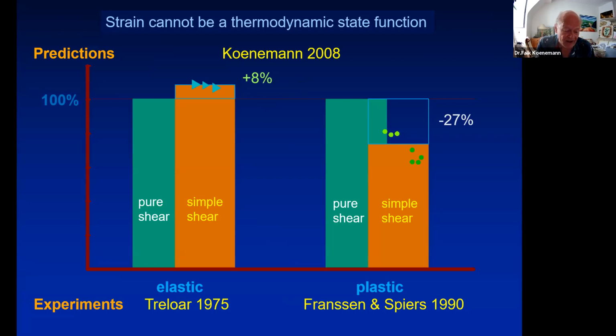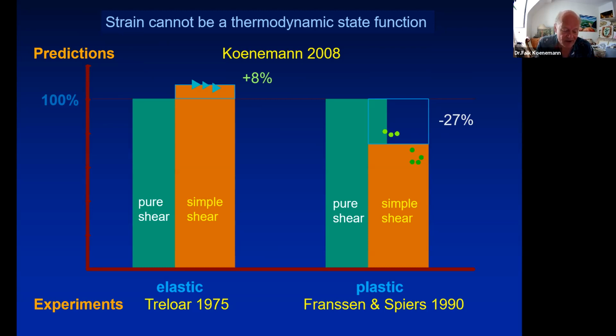I used my theory to calculate the work done in pure shear and simple shear for elastic and plastic deformation. Pure shear work is taken as 100%, and the simple shear work is shown in relation. The new approach predicts that in the elastic field, simple shear costs 8% more energy than pure shear. The predictions fit perfectly with the experimental observations. The difference is well known experimentally, but this is the first time anyone offers an explanation for it.